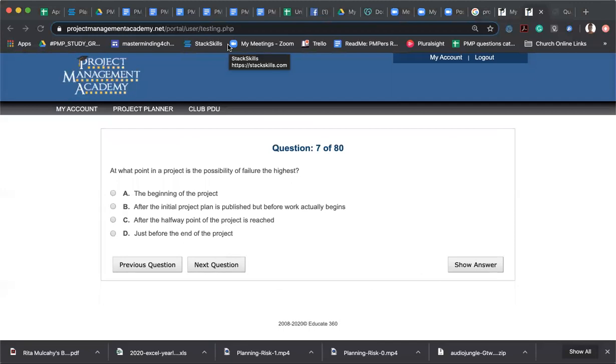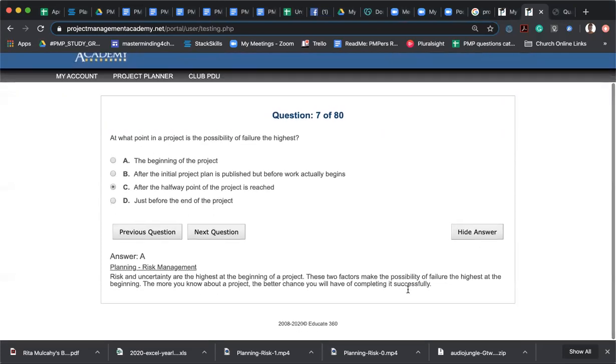Hmm, I want to go with, I don't know why, but I'm really confused. Which one? Possibility of failure, right? It's not necessarily risk. Okay, I'm gonna go with C, after the halfway point. A. Oh, God. It's again that particular graph, cost versus risk. That's what it is. Yep.